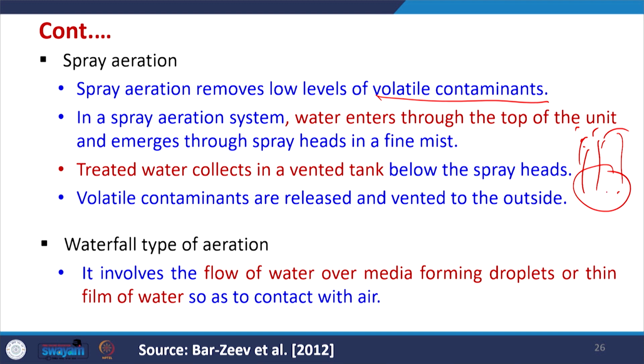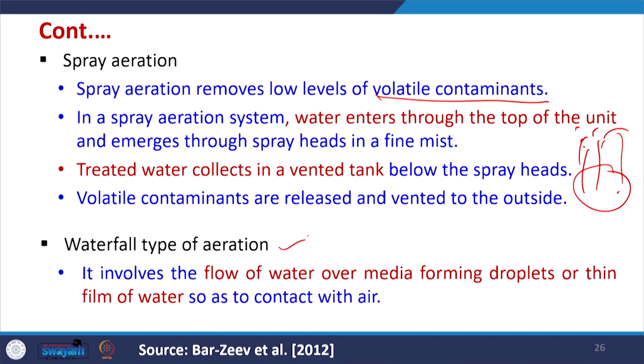So, through this aeration is done, and this type of aeration unit can be seen in common places also for treatment of water containing very little organic compounds. So, this is possible. Then we have waterfall type of aeration. It involves the flow of water over a media forming droplets or a thin film of water so as to contact with air. So, we can have a cascade type of system where water is flowing above this and the aeration takes place while the water flows over this cascade type of system.